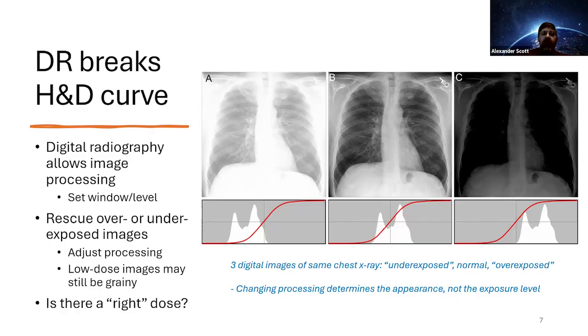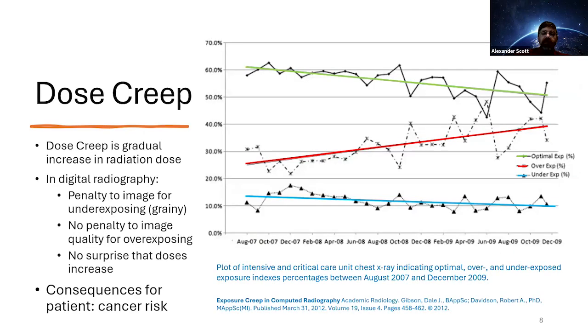So can every exposure look good? And the answer is no. If you go too low in dose, it won't just be bright; it'll be grainy, and then everyone can see, oh, that's a bad image. Usually, radiologists let you know about that. On the other hand, if you overexpose it, you can almost always do enough windowing and leveling that it will get back into a good image. Which leads us to dose creep.